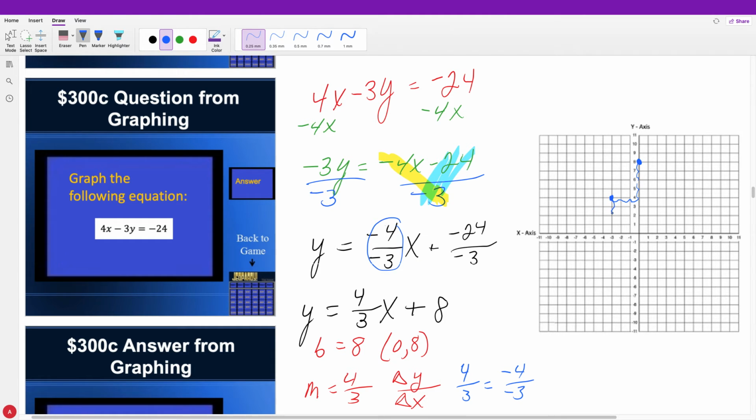Now I'll count down again. 1, 2, 3, 4. 1, 2, 3. And there's my next point. And once I have those 3 points, I will go ahead. You will use a straight edge. I can't use it on this computer very easily, so I'm just going to draw it like this. You will use a straight edge, and that will be your graph.